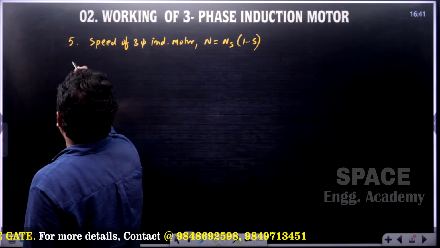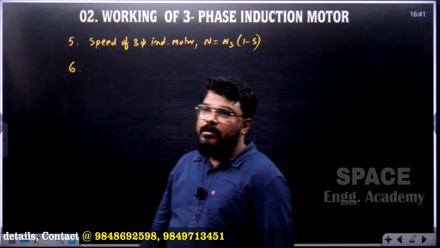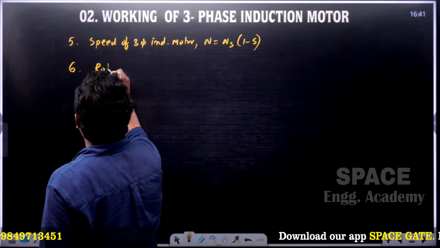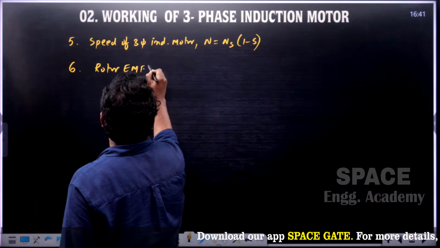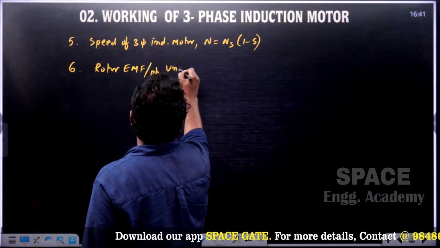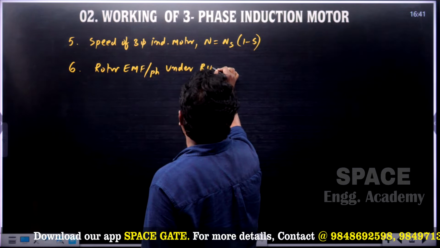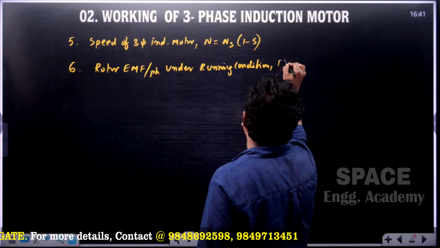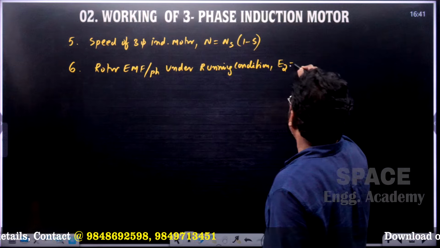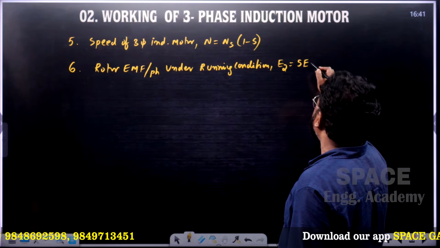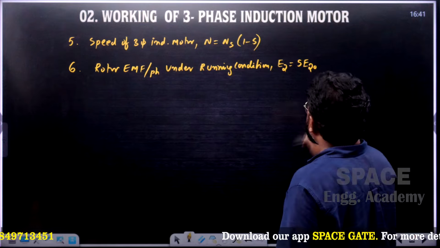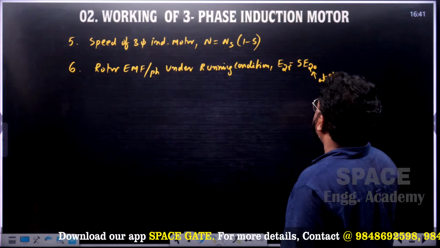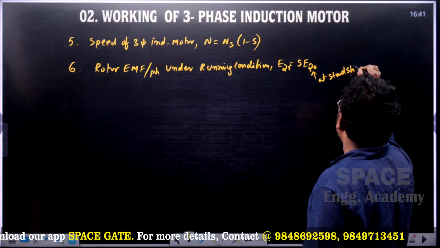And next one, rotor EMF. Rotor EMF per phase under running condition is denoted by E2R. E2R is equal to S times E20, where E20 is the rotor EMF at standstill condition.